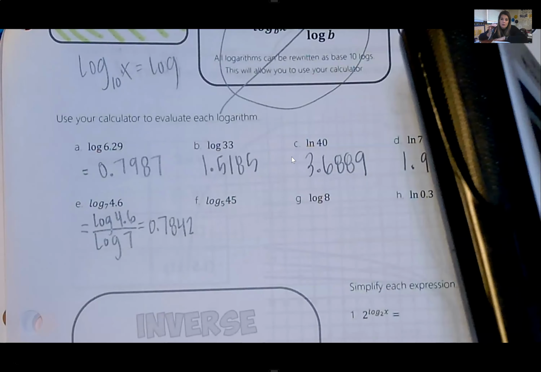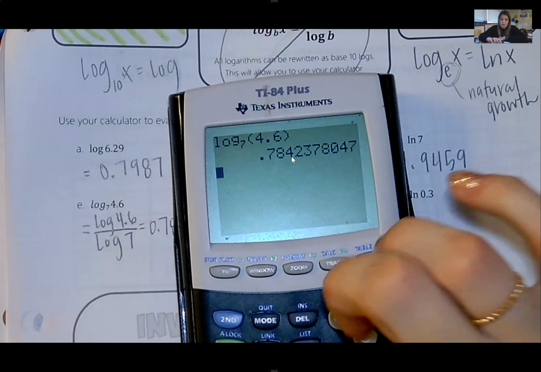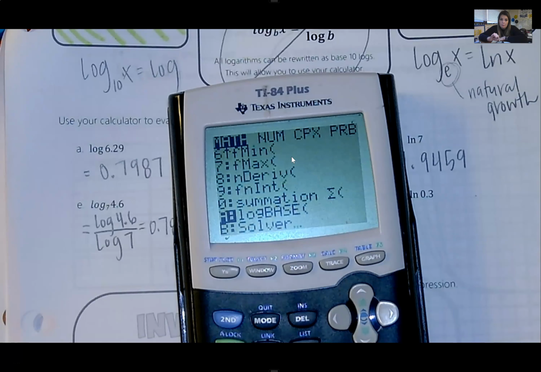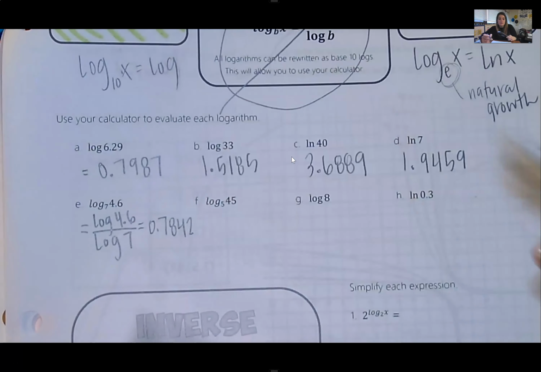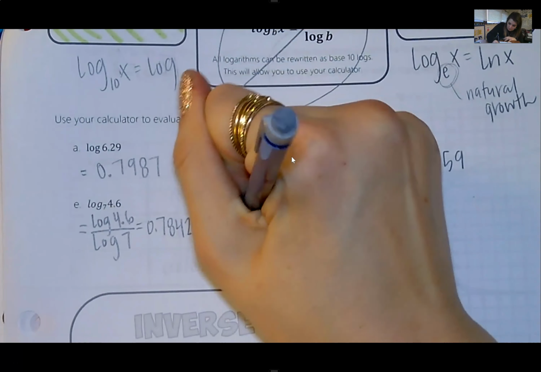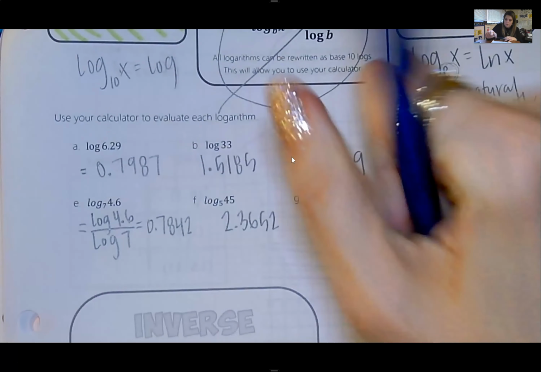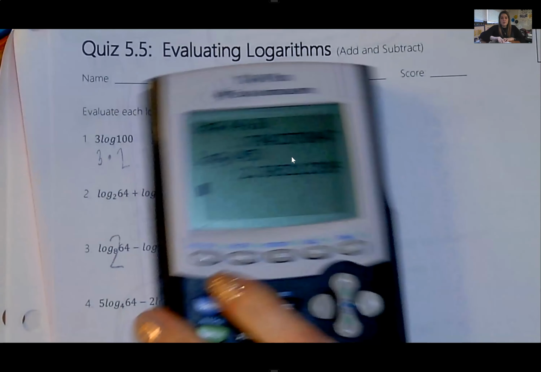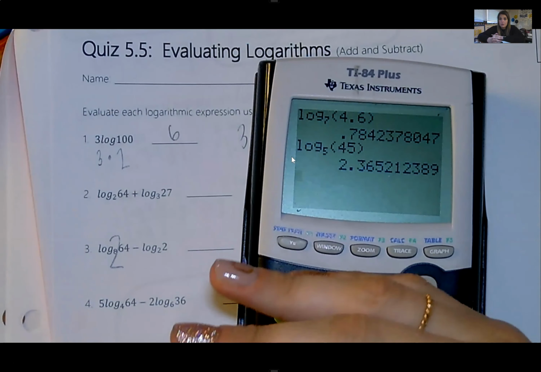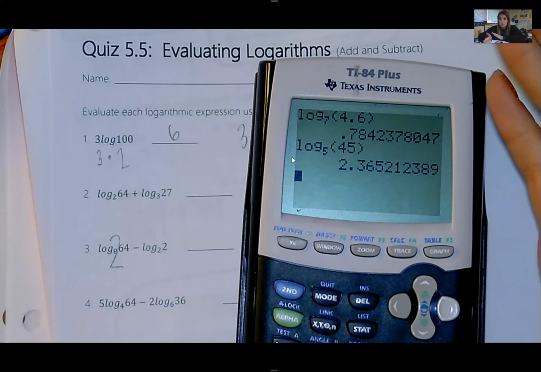Same on log base 5 of 45. Hit Math, up, up, enter, 5 of 45. This one is 2.3652. Now on this worksheet, you can go through and verify that your answers are right, or actually do this worksheet if you didn't understand what I was telling you in the first video.